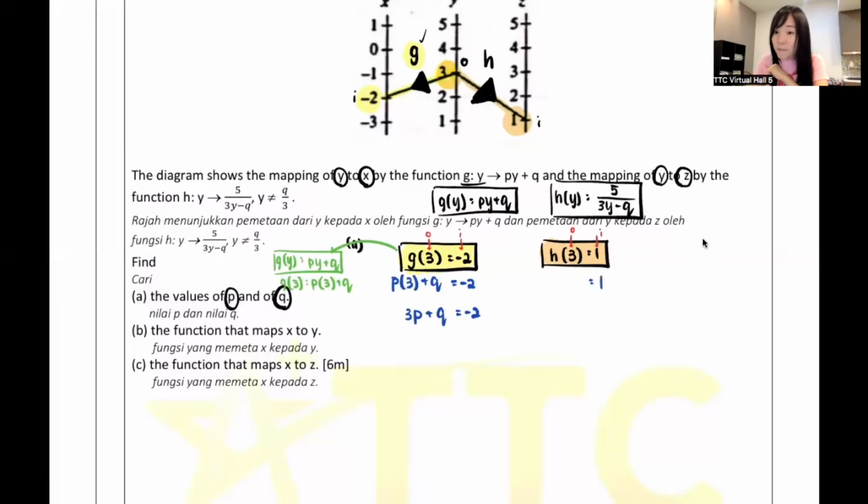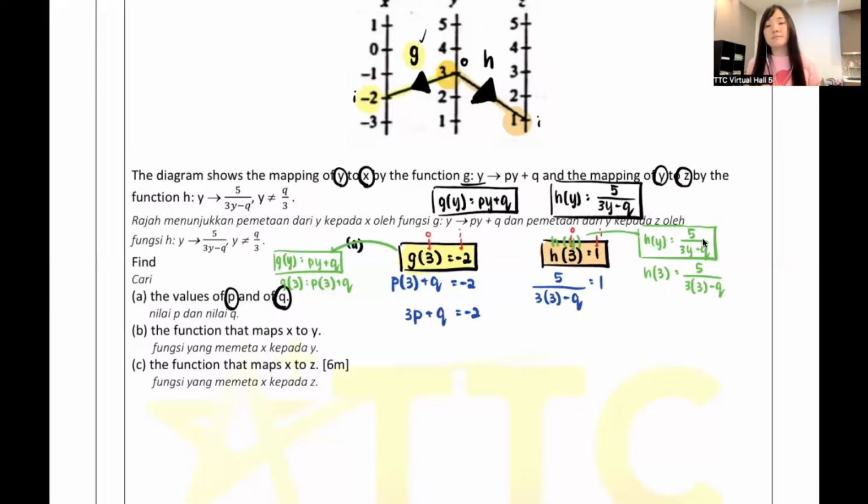So this one is 1. How do I do H3? So I repeat again, H3 original name called HY. HY equation is this one: 5/3y minus Q. And now you are doing H3. So look carefully, the Y will become 3 then. Isn't it 5/3 times 3 minus Q? So guys, divide, move up times. So 1 times 3 is 9. 9 minus Q.